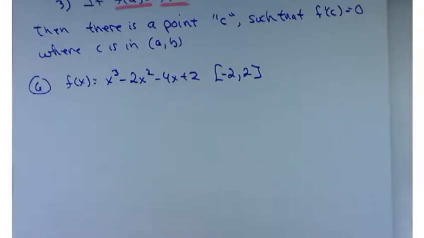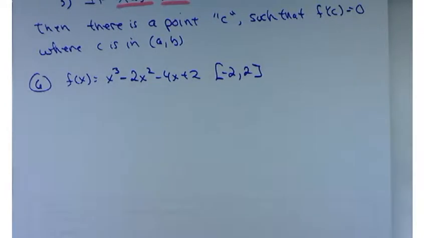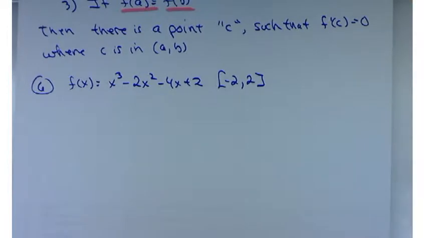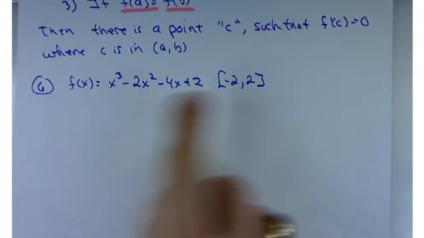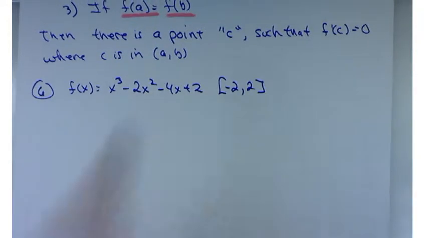And they give us this interval, -2 to 2, and they give us our function f of x. Now we know that polynomials are continuous everywhere, so it'll be continuous on this interval. It's also going to be differentiable there. Polynomials are differentiable everywhere. Now let's take a look at that graphically.